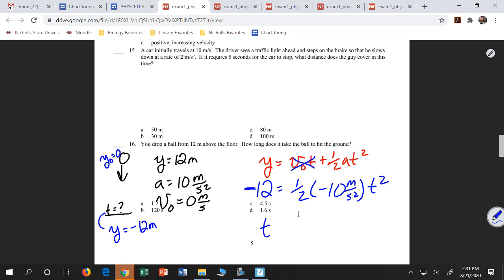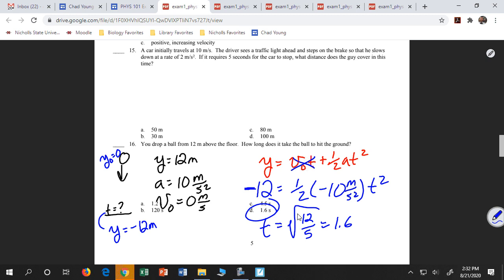And so t is going to be the square root of 12 divided by 5. The negatives cancel out now. And what's that? The square root of 2-ish? I think it's 1.6. Yeah, 1.6. I have 1.55. Yeah, it really should be 1.5, but we'll go with 1.6. Maybe I use 9.8 on this test. I don't know. Anyway, that's what I have, 1.55 or 1.6. Okay?